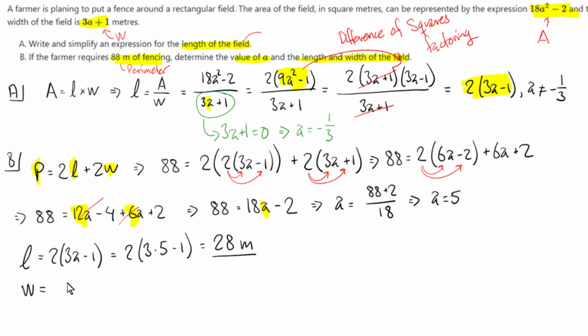We do the same thing for the width. So the expression for the width was 3a plus 1. Replace the a with 5. 3 times 5 is 15, plus 1 is 16 meters.